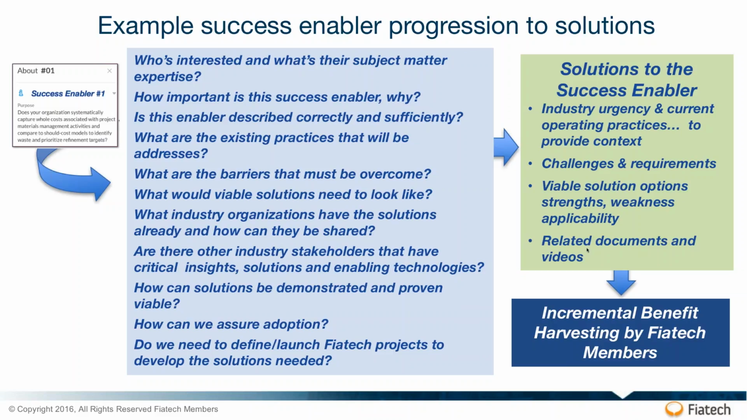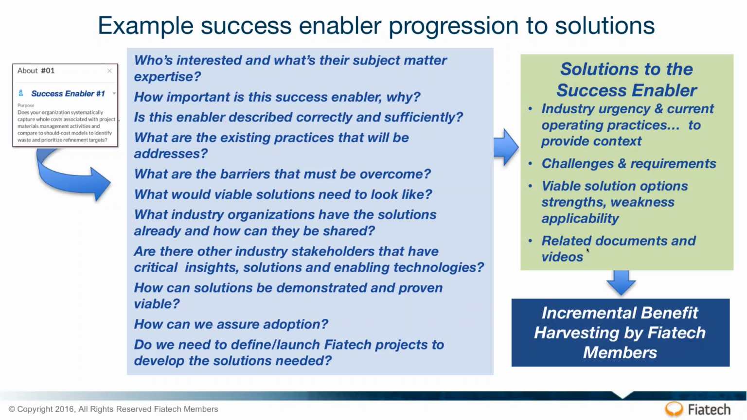And if we don't have all these answers, we may need to launch a project within Fiatech to provide the solutions that are needed. From all of that, which is the dialogue that takes place with respect to each success enabler, what you really have is a portfolio of solutions to the individual success enablers, a collection of 42 of those things. And you have multiple solutions, as Deb said, with respect to that.